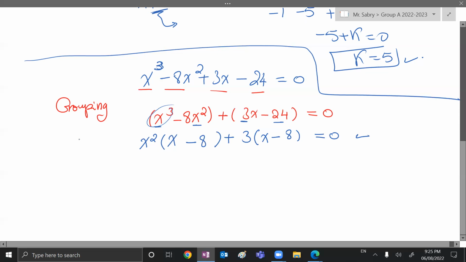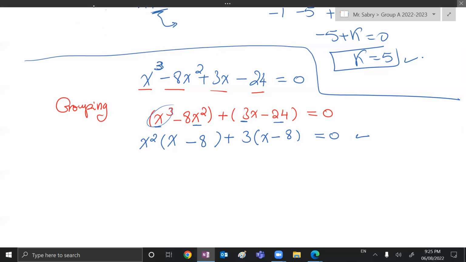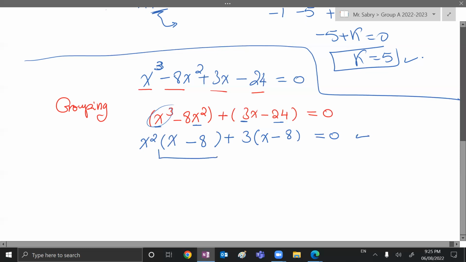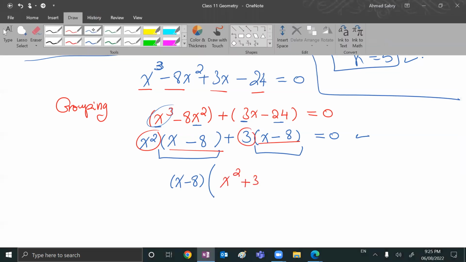Okay, what happens next? I again take a common factor. So I'll see what's common between these two now. This x plus 8 is common here and there. The whole bracket x minus 8 is common between the two. So if I take this x minus 8 itself as a common factor outside and open another bracket, what remains? If I take the x minus 8, x power 2 remains. If I take the x minus 8, 3 remains. So I put x power 2 plus 3 and close the bracket.